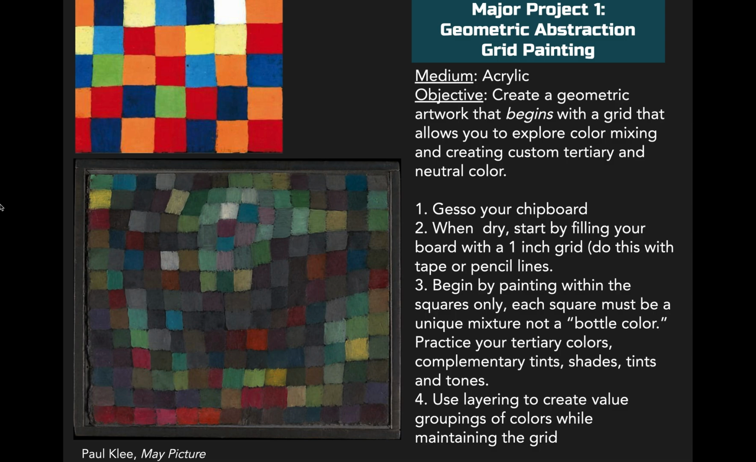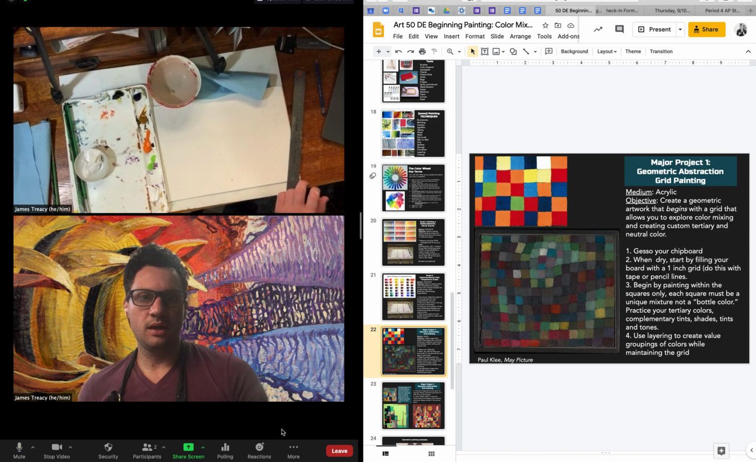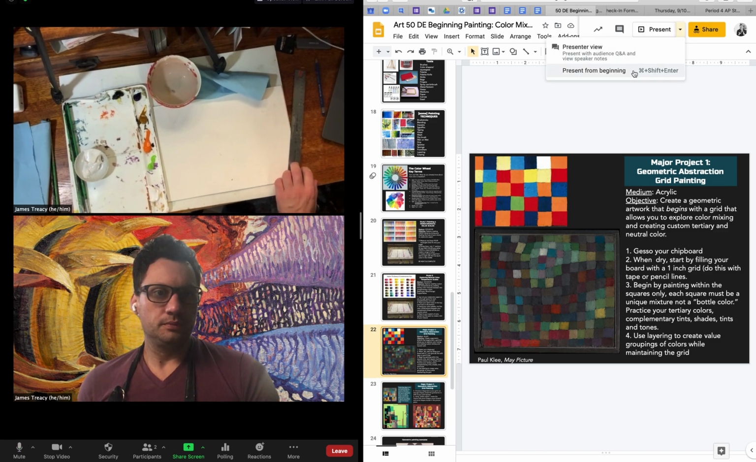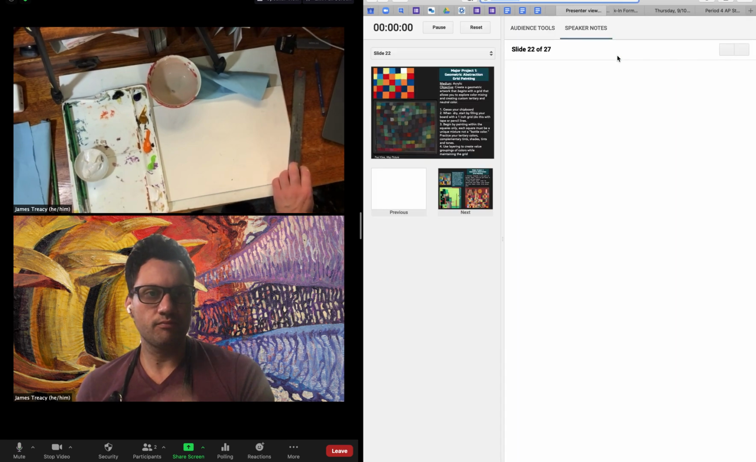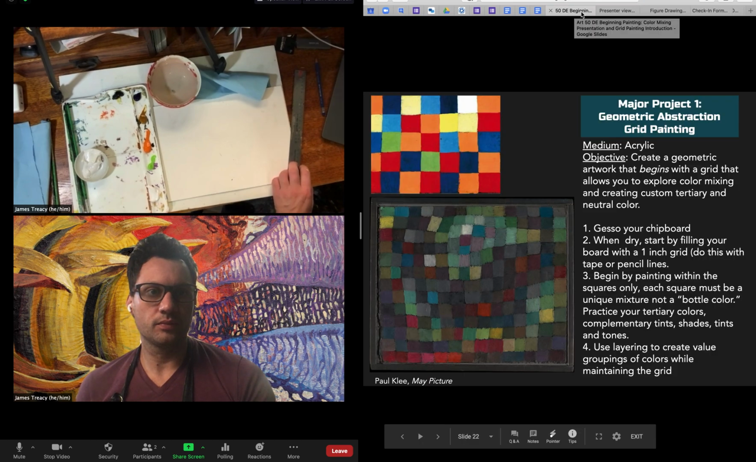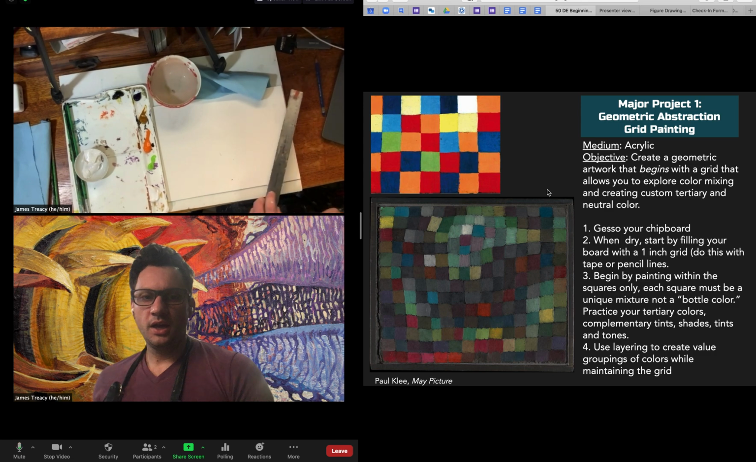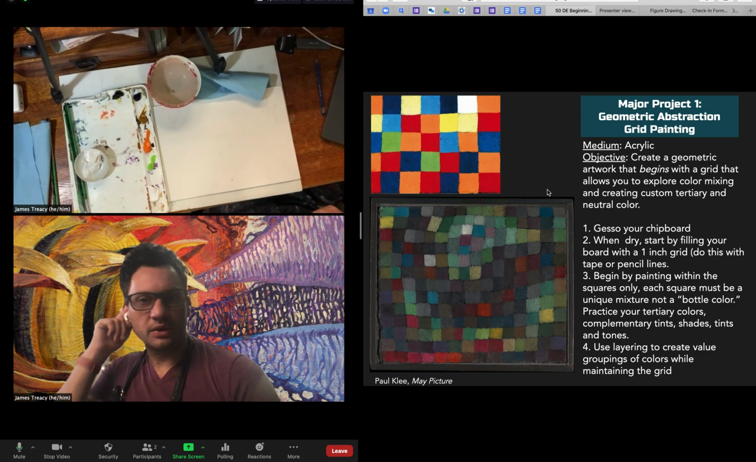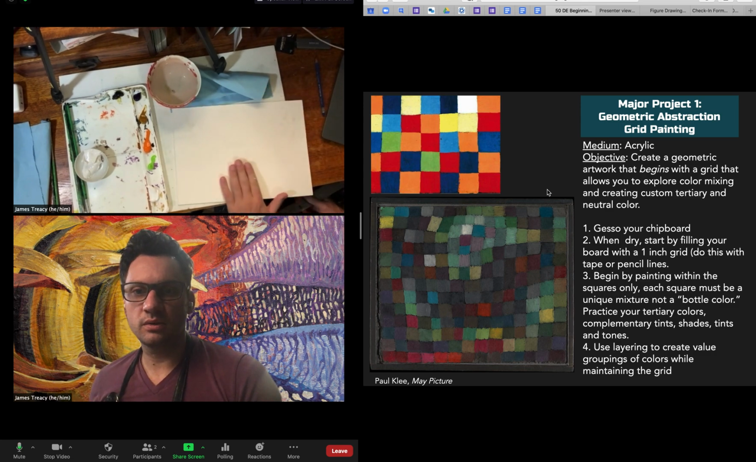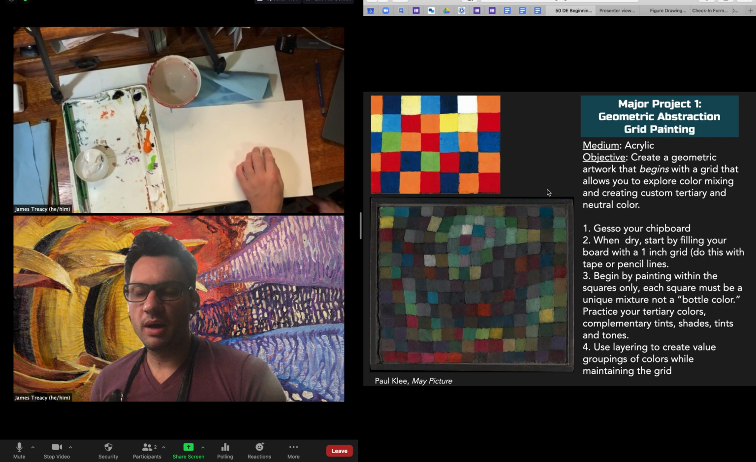So I am going to go back to the view where you can see both. All right. So this says, first you want to start with a gessoed chipboard. So gesso, remember, is that white paint that I gave you. You'll be able to identify which jar it is because I painted a little swatch of white on the top.